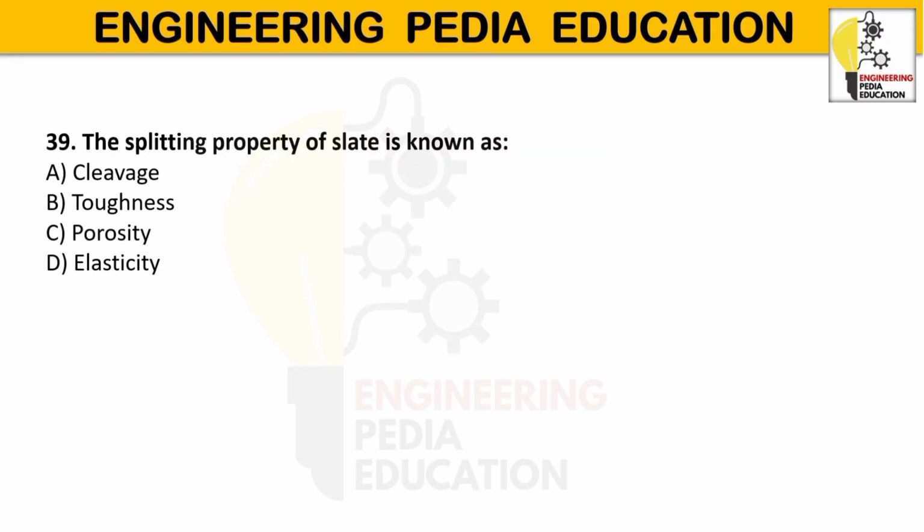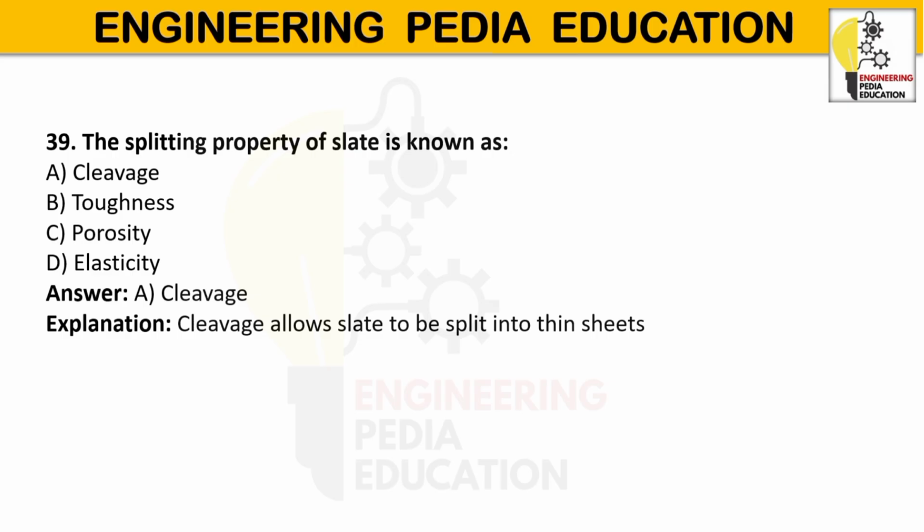The splitting property of a slate is known as cleavage, toughness, porosity, elasticity. So the correct answer is cleavage. Cleavage allows slate to be split into thin sheets. Cleavage is a property of a mineral or stone to split along definite planes of weakness, producing a smooth and flat surface. Slate has excellent cleavage and can be split into thin sheets.